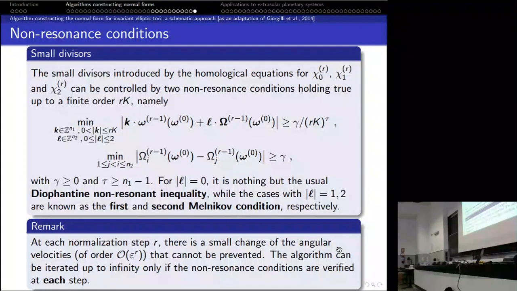And let me consider this example. So you have one degree of freedom for your final invariant elliptic torus, and one degree of freedom for the transverse oscillation. Then the harmonics you have can be expressed in this form. This is for K, and this is for L. And then you have another one. And then what does it mean that you have in this scheme a small divisor?